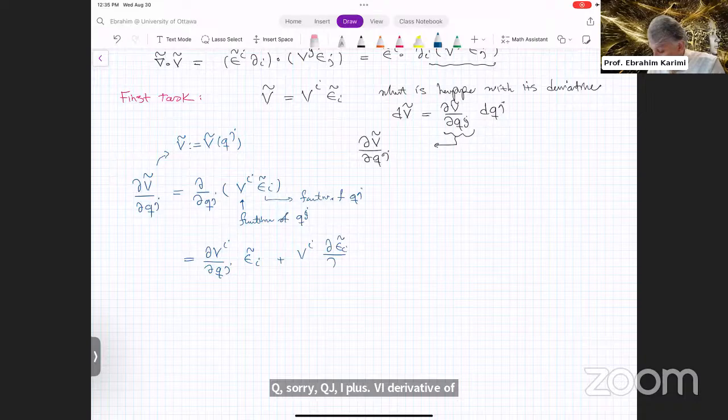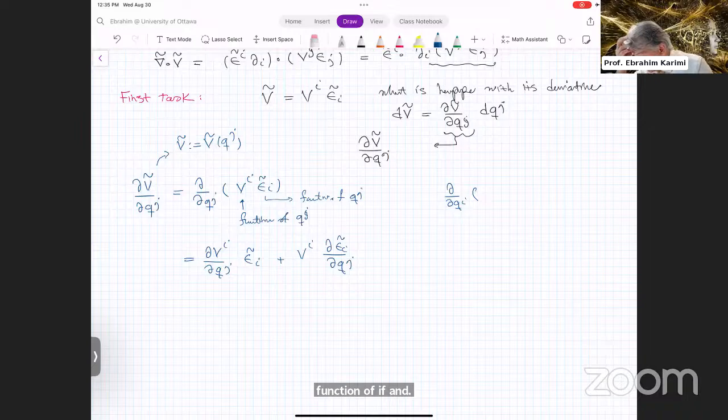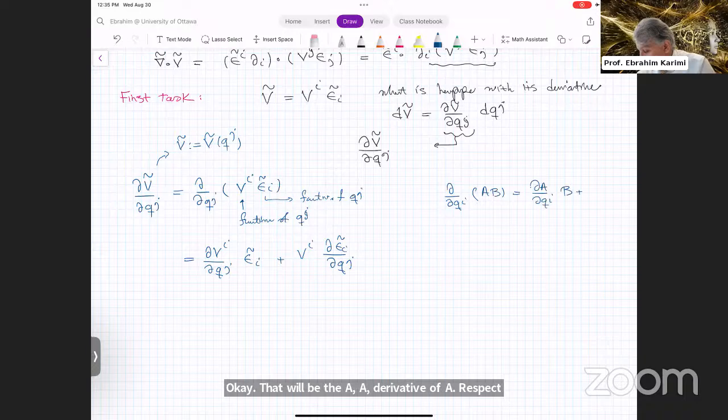Clear? It looks like taking the derivative of two functions, and I have to use a different name. Oh God. A and B, okay? That will be the derivative of A with respect to QI times B, plus A times the derivative of B with respect to QI. Clear? Good. Perfect.